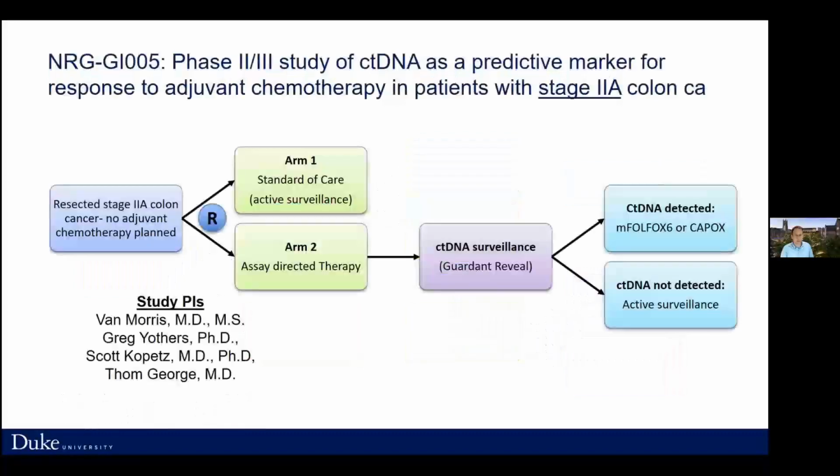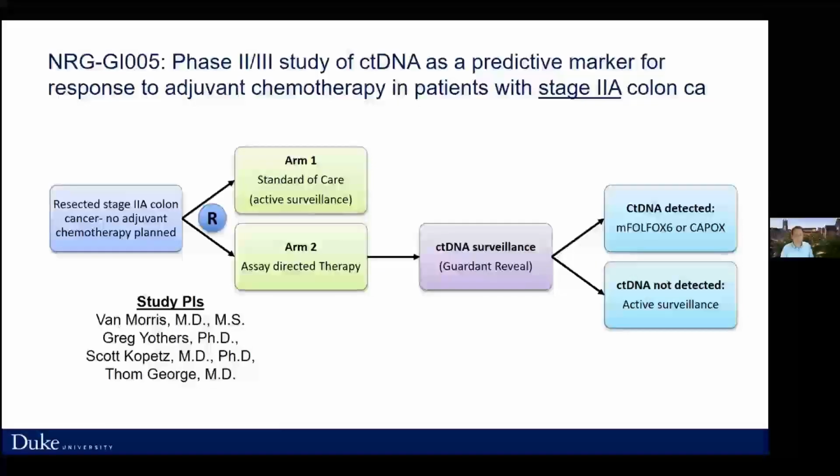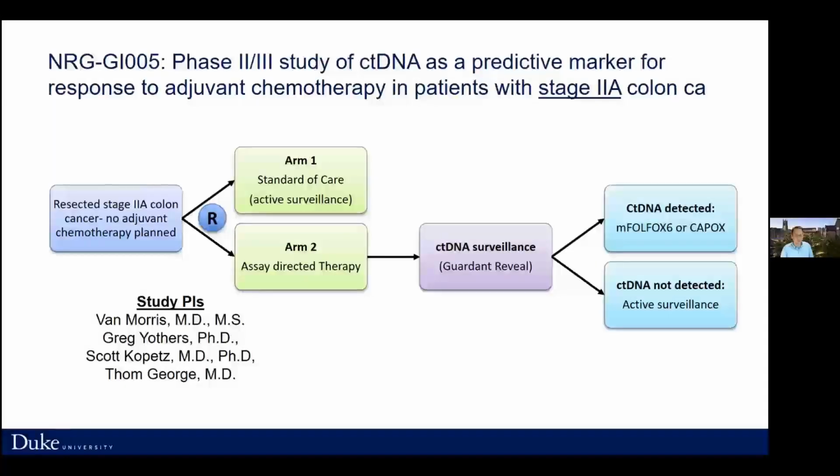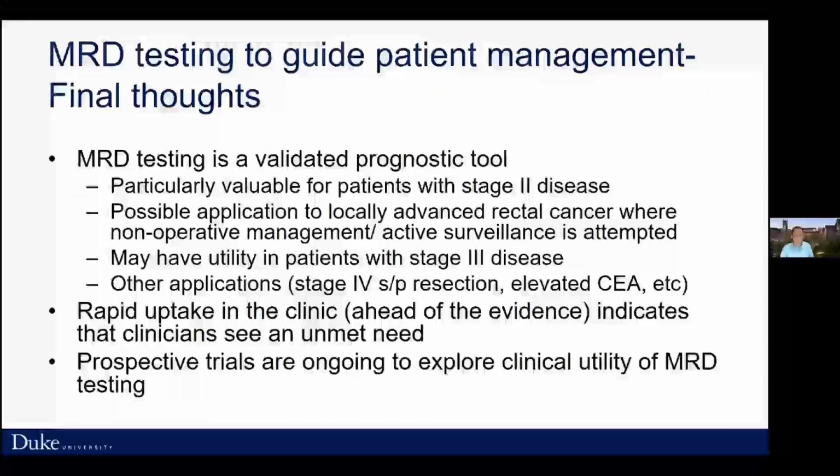And I suspect many of you have already enrolled to it. This is NRG-GI-005, the COBRA study. This looks at patients with resected stage 2A colon cancer and randomizes them either to assay-directed therapy or standard of care, which is active surveillance here. So those who get assay-directed therapy only get chemo if they are positive. If you're negative, you don't get chemo. So that's another interesting study. So there's a lot of really great stuff going on here in the field. I think MRD testing is clearly a validated prognostic tool.